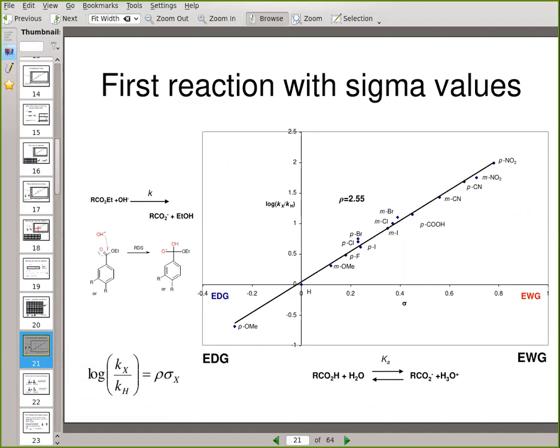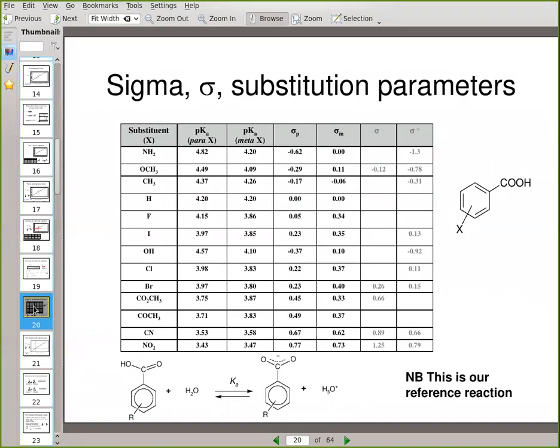What does it mean? Okay, there's a really interesting problem. What does it mean when sigma meta is positive and sigma para is negative? What does this mean about its electron donating, electron withdrawing effects? That is really a very interesting point, and that's a fantastic point that's been mentioned.